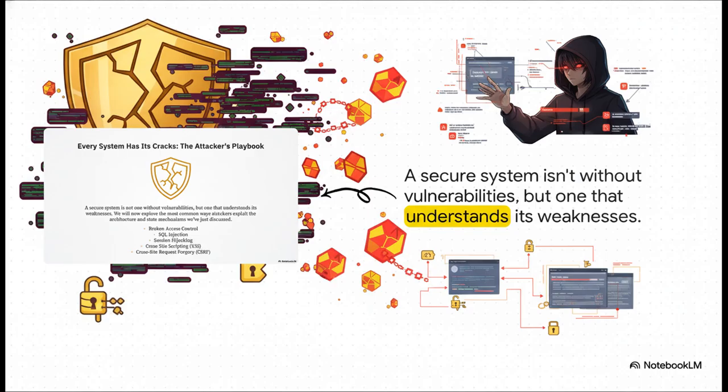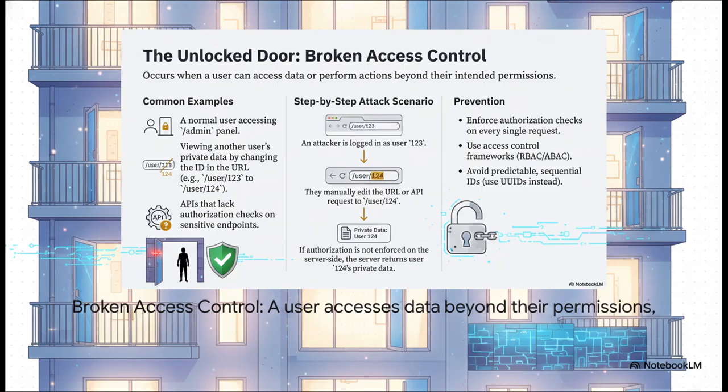So let's dissect their playbook, starting with what is, without a doubt, the number one vulnerability on the web: broken access control. This is probably the most common vulnerability out there, and it is shockingly simple. An attacker logs in and sees their user ID in the URL, maybe something like user/123. So what do they do? They just try changing it to user/124. Now, if the server doesn't do an authorization check, if it doesn't stop and ask, wait, is user123 allowed to see user124's data? It'll just hand over that private information. It's the digital equivalent of an entire apartment building where none of the doors are locked.